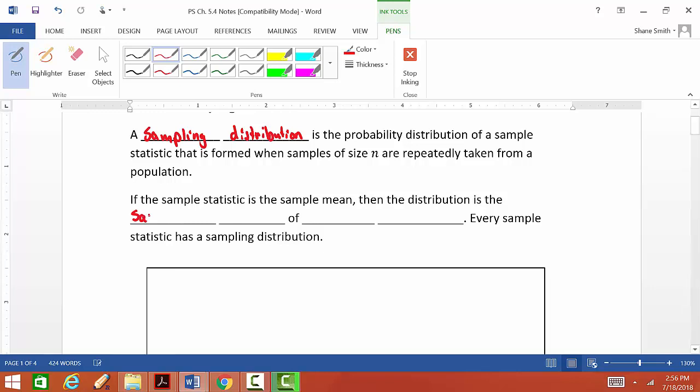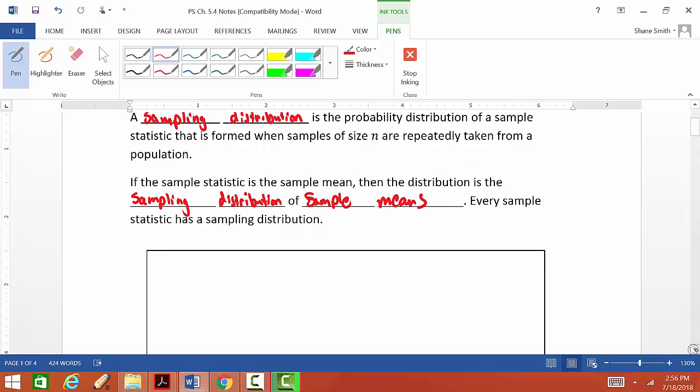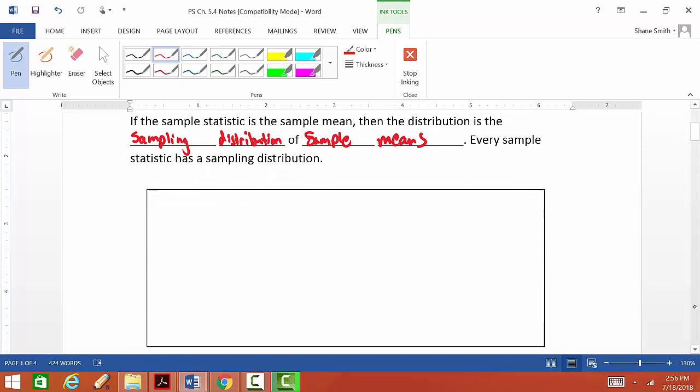So specifically, we're going to talk about the sampling distribution of sample means. Let's say this is a population. I'm going to get a sample from my population, and I'm going to get the mean of that sample. Now, the population has a mean of mu, and that's always going to stay the same. But depending on what sample you get, you're going to get different means.